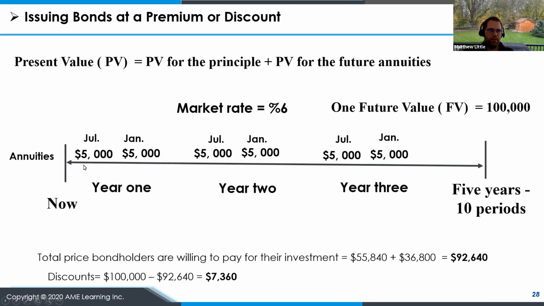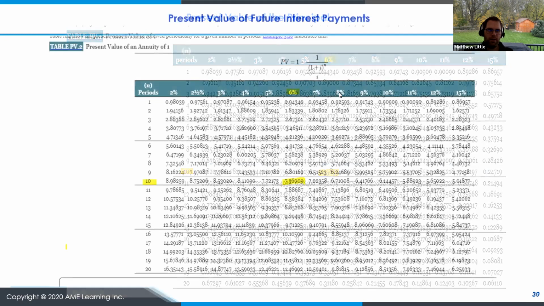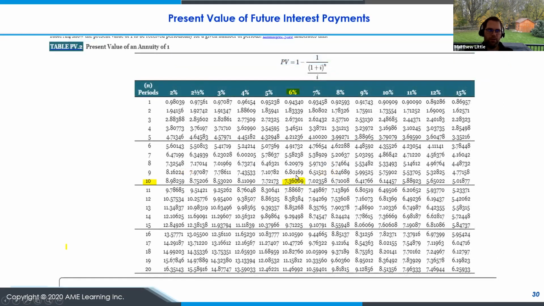So again, we've got this little chart here just to show that for 5 years, every July and January, you'll pay them 5,000. Okay. Again, our present value tables, that's 6% 10 and 6% 10 for annuities.